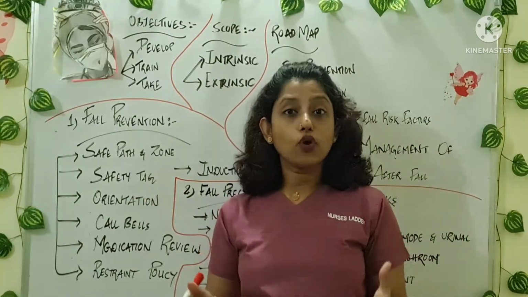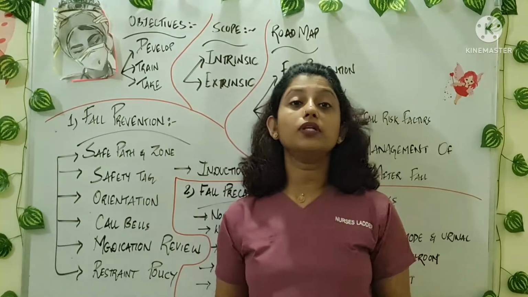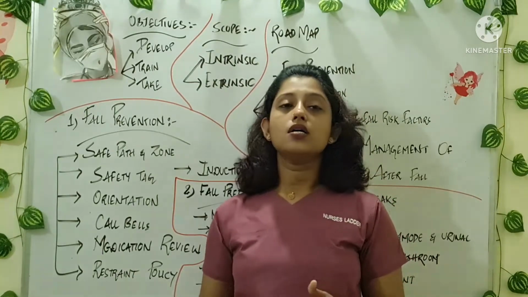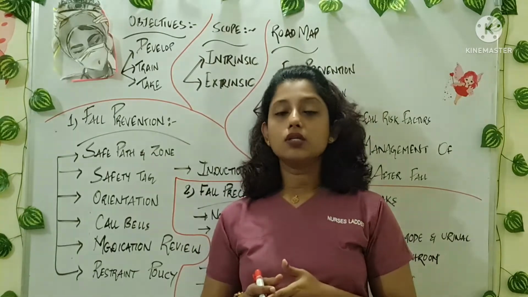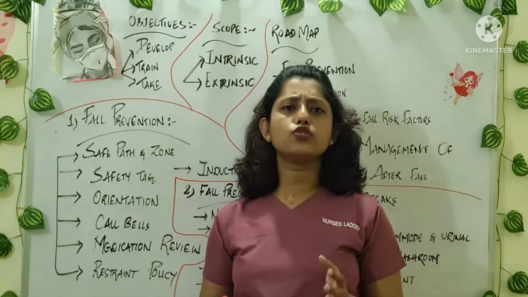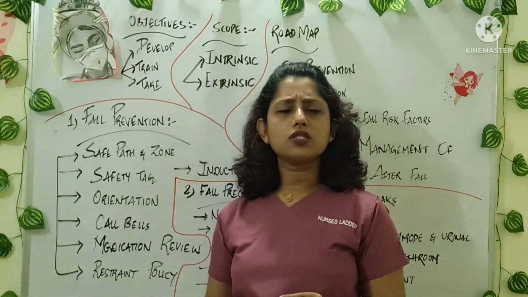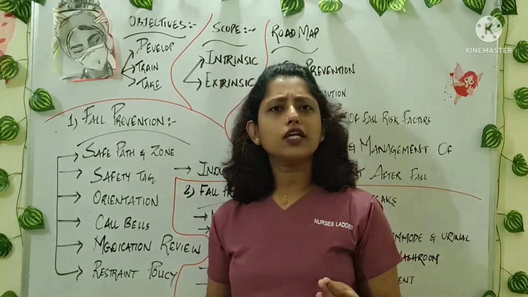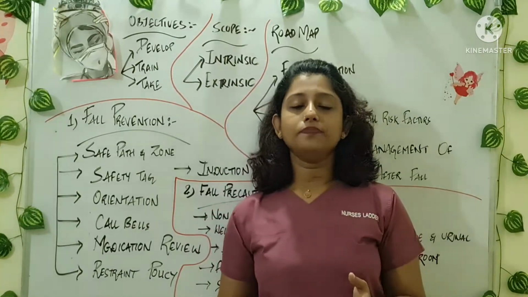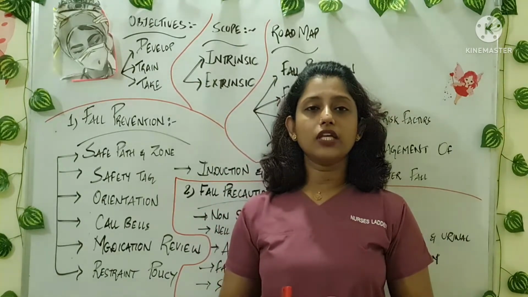And next, safety tag. If you have not watched the video on care of vulnerable patients, which I already uploaded before, you can better watch that video. In that I already mentioned the safety tag. Safety tags are those tags which we use for vulnerable patients. These tags could have specific colors, for example orange.